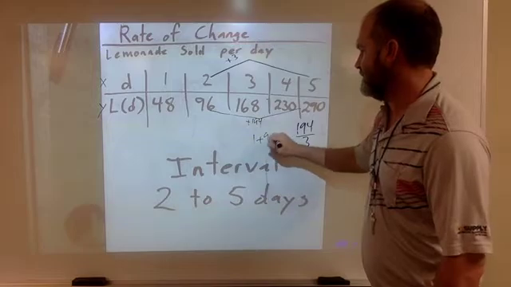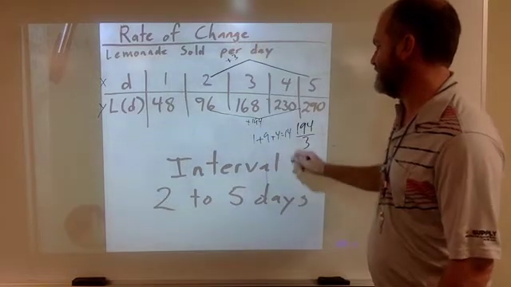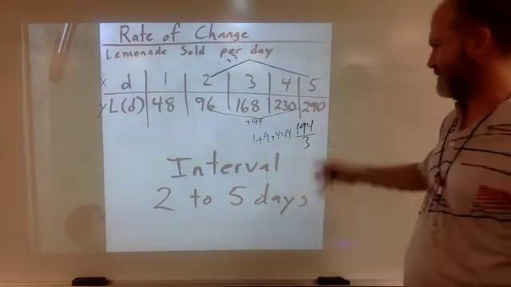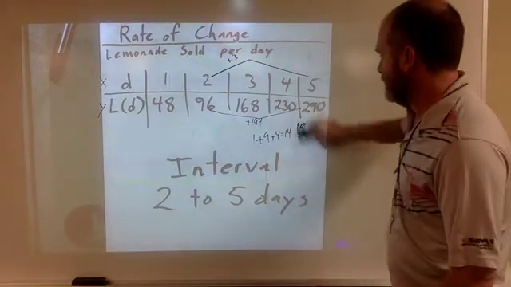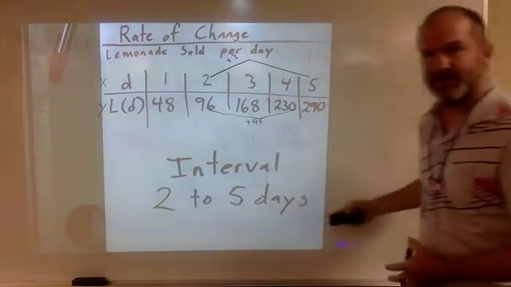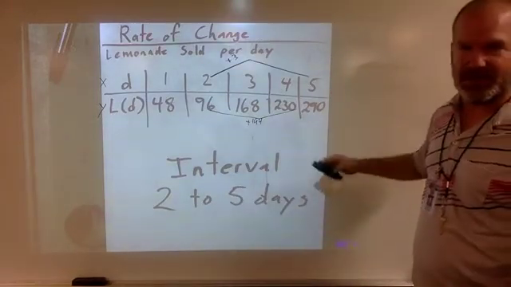1 plus 9 plus 4 is equal to 14. Does 3 go into 14? No, so 3 does not go into that number. That's how you can check with 3 if it reduces. So from 2 to 5, the average rate of change is 194 over 3.